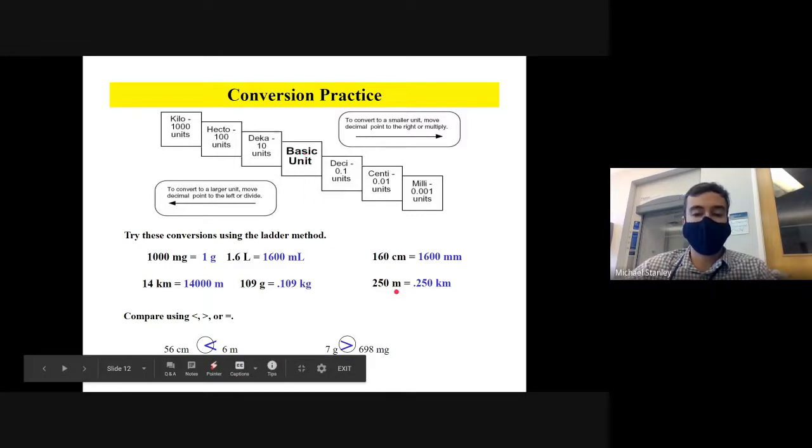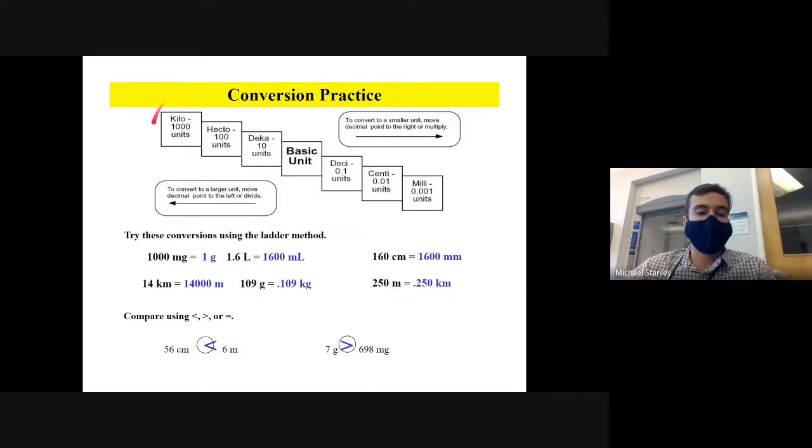So meters is one of our basic units, so we'll put that right there. Kilometers is way over here, our kilo units. So our starting point is meters, our ending point is kilometers, and we're going to go 1, 2, 3 jumps to the left. So in order to go from meters to kilometers was 3 jumps to the left. So we're going to have to move our decimal point 1, 2, 3 jumps to the left.